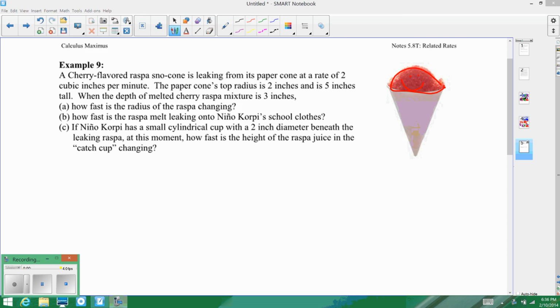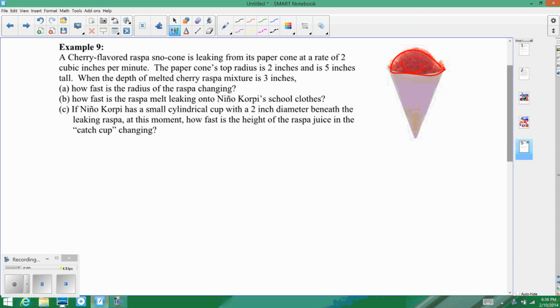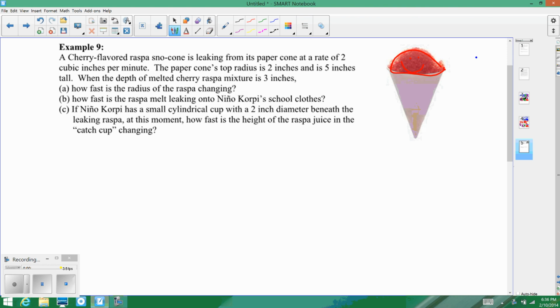Alright, our last example here, we have our cherry flavored snow cone. And it's leaking from its paper cone. Those things are terrible and they always leak, alright? So, actually, maybe I should make it red. It's starting to drip out, right? Probably making a mess all over. So, it's starting to drip out at a rate of 2 cubic inches per minute. So, we could say that the volume is decreasing at a rate of 2 inches per minute. The paper cone's top radius is 2 inches, and it's 5 inches tall.